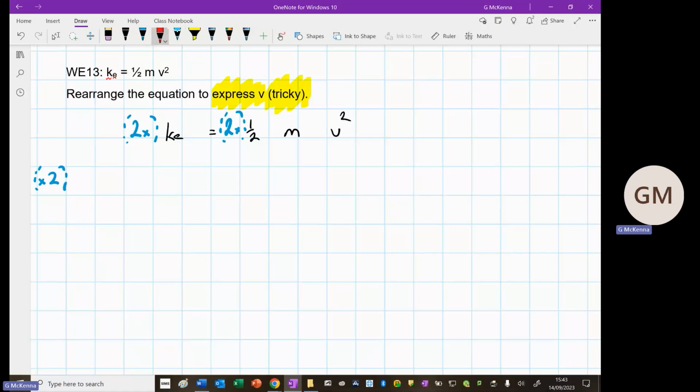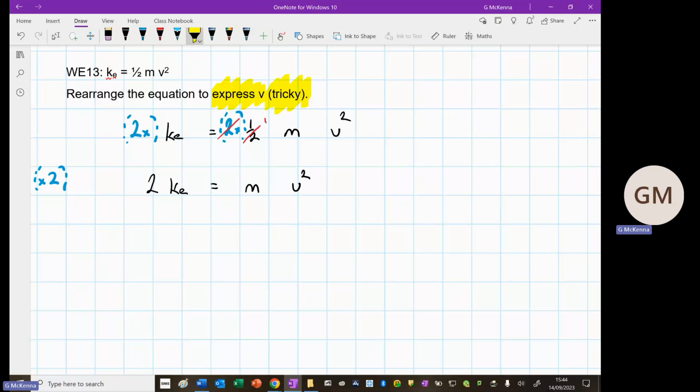And of course, if I drop that down, first of all, you can see the 2 multiplied by a half, as per the previous worked example, is 1. So those two cancel out to give you 1. And then 1 times m is just m, so we're left with mv squared. So the left-hand side then becomes 2 times your kinetic energy is equal to m times v squared.